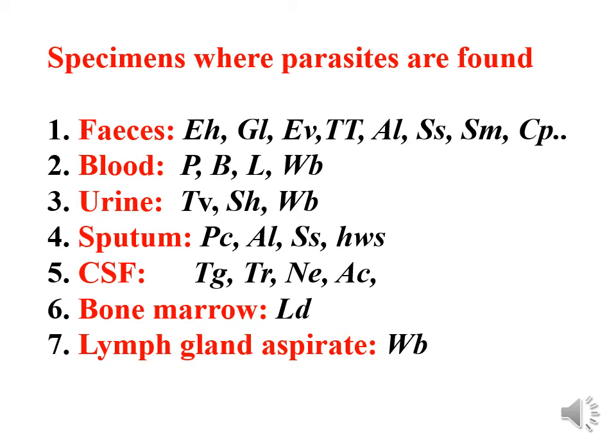In the sputum, parasites which are passing through the lung or living in the lung, larval stages, they can be diagnosed in the sputum and maybe occasionally in saliva. So Pneumocystis carinii, PC, causing an interstitial pneumonia, usually is diagnosed by examination of sputum. AL, Ascaris lumbricoides, SS, Strongyloides stercoralis, and HWS, hookworms.